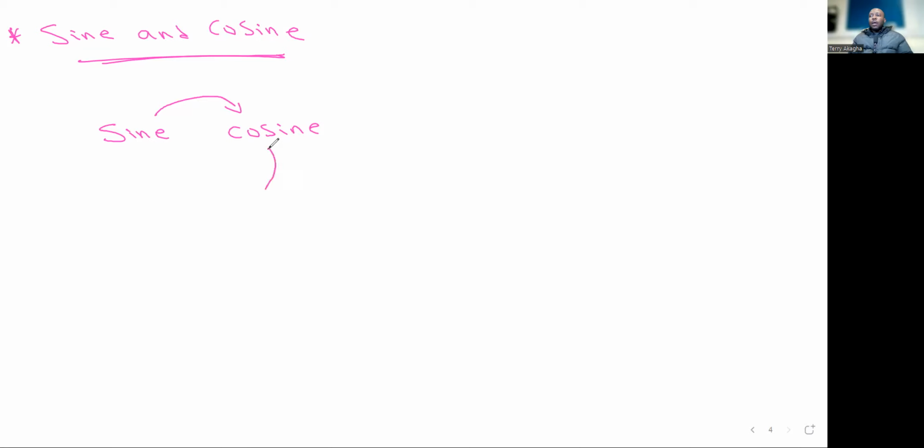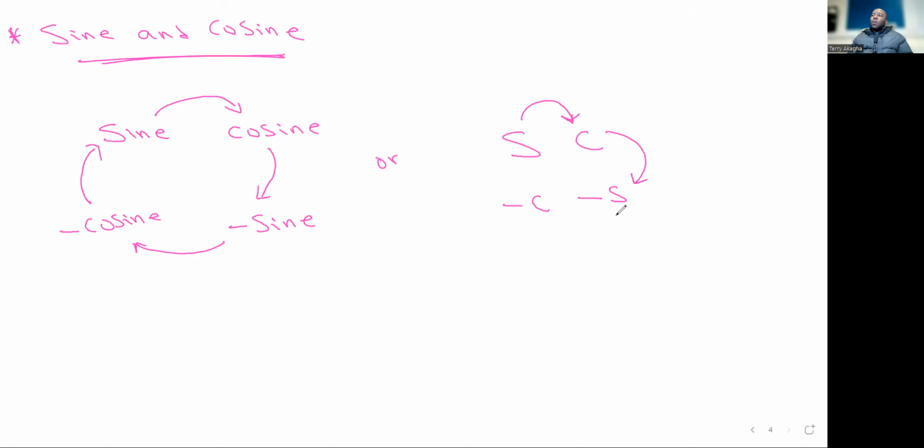When you differentiate cosine, it's going to give you minus sine. Are you seeing it? And when you differentiate minus sine, it's going to give you minus cosine. And when you differentiate minus cosine, it's going to give you sine. So usually in some textbooks, you will see them write it like S, C, minus S, minus C. So when you differentiate sine, it will give you what? Cosine. When you differentiate cosine, it will give you minus sine. When you differentiate minus sine, it will give you minus cosine. And when you differentiate minus cosine, it will give you sine.